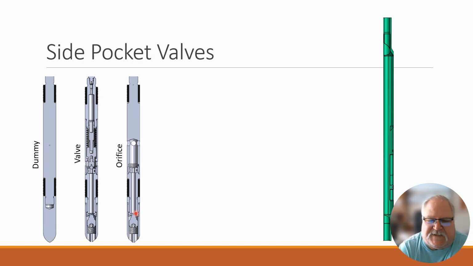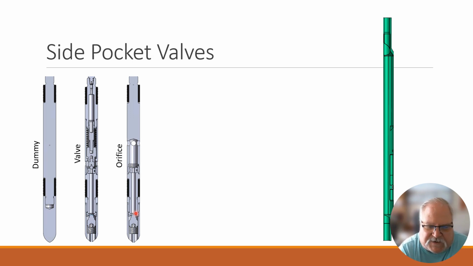That's typically going to be landed at the lowest point of your string, or if you were really doing things properly with these side pockets, you'd be setting the orifice at your liquid level to get your maximum throughput, or maybe one mandrel below that, and then have the rest of it dummied off.